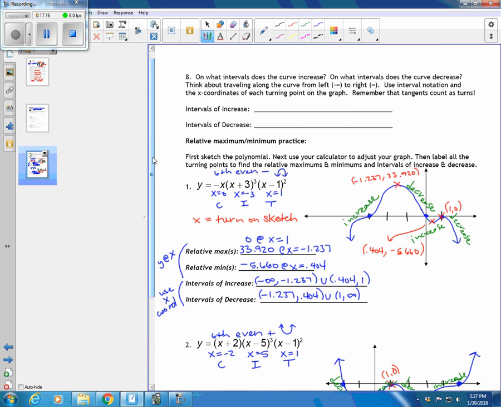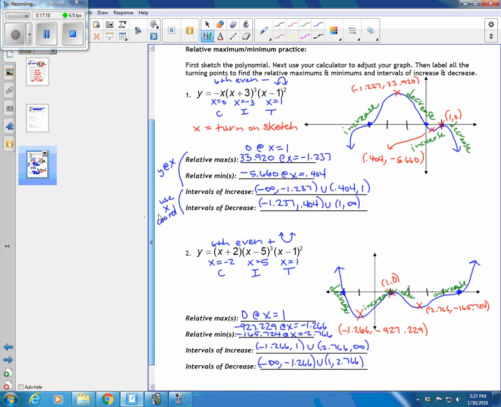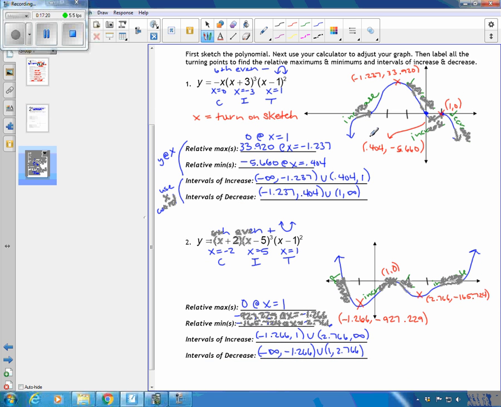Okay, so here are the answers to those two examples. Pretty sure I got all the points right. I double checked from my key, and I double checked on my calculator. So you get your sketch, get all those points labeled. This one has just 3 turns. One of them's a tangent that you should already know about. And you go from increase to decrease to increase to decrease. And this one has 3 turns as well, one of them being a tangent that you should have known about from your sketch. It goes decrease, increase, decrease, increase.